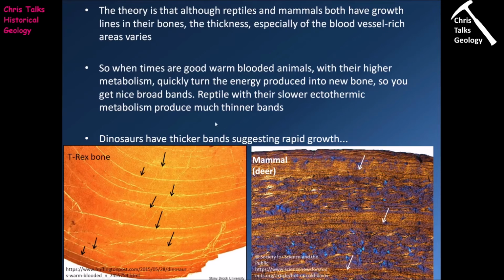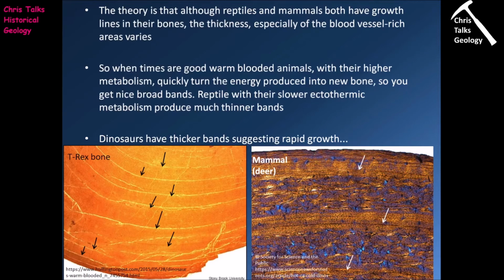So what do we see? Well, when we look at dinosaur bones, and here is a Tyrannosaurus rex bone right here, you can quite clearly make out these big, chunky growth bands in the bone. And this would suggest that as this Tyrannosaurus rex was growing up, especially during its juvenile stage, it was adding mass to its bones very, very quickly.